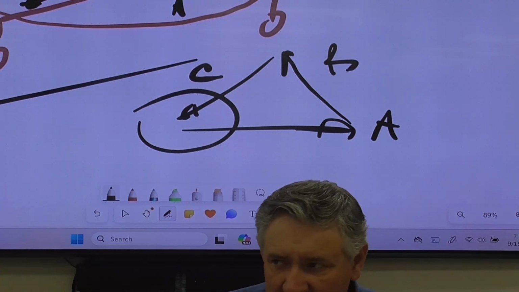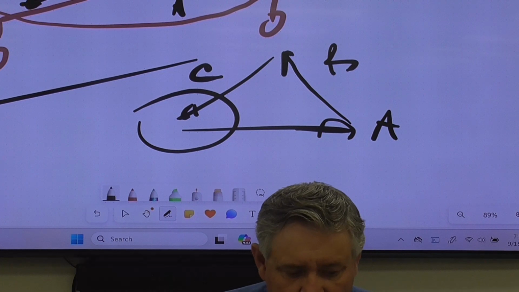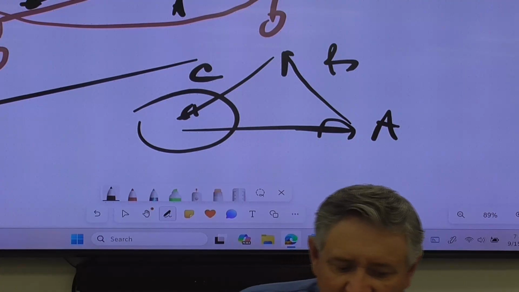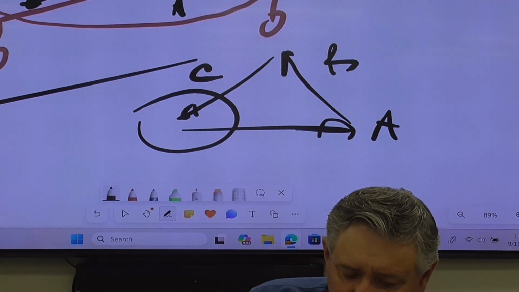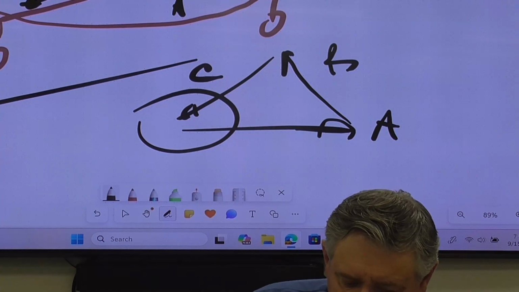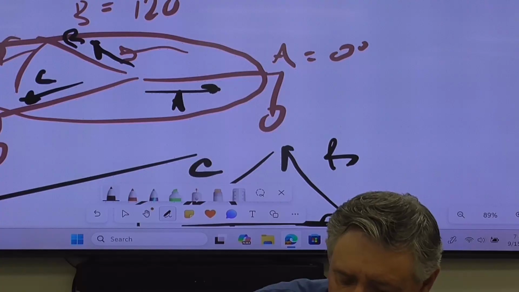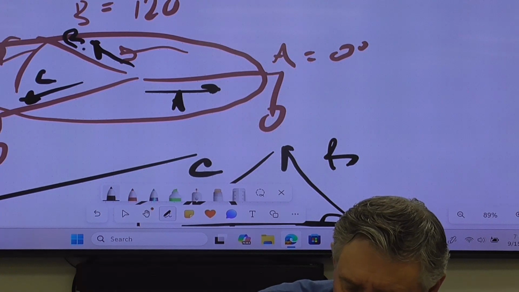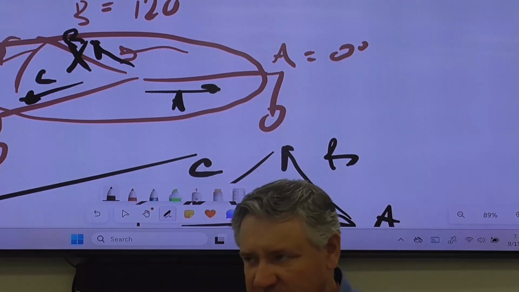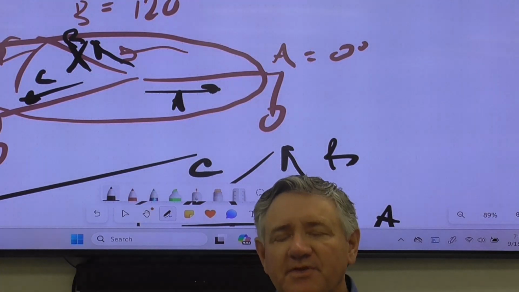Now, what I want you to visualize when you answer question number 6: if the string of vector B had been cut, in which direction would the ring accelerate? Give a specific angle for the acceleration. So imagine this. We're going to cut that string. Now, think through this.